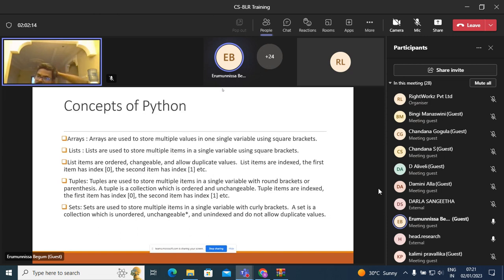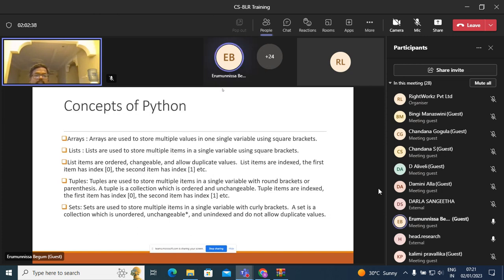Then we have tuples. Tuples are used to store multiple items in a single variable with round brackets. Here we use parentheses. A tuple is a collection which is unchangeable. These are not mutable, whereas lists are mutable. Then coming to sets. Sets are used to store multiple items in a single variable with curly brackets. A set is a collection which is unordered and unchangeable.